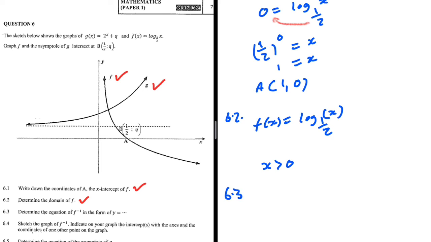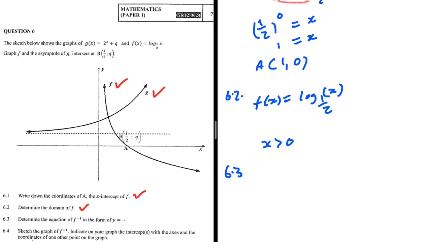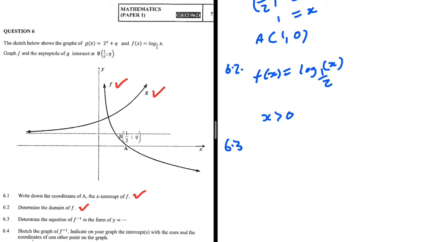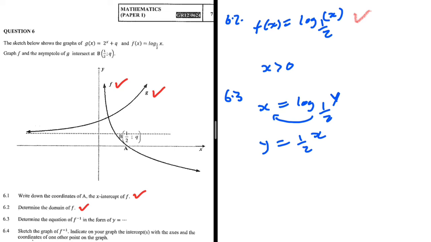6.3. Determine the equation of f inverse in the form y is equal to. Well, here's f of x. Let's just swap x and y in an attempt to find the inverse. So the first step in finding an inverse, we swap x and y. We're going to have x being equal to log of y, the base still a half. And then now we need to make y the subject of the formula. The half is going to carry x. And then we're going to have y being equal to a half to the power x. So there we go. This is the inverse of f of x in the form y is equal to.